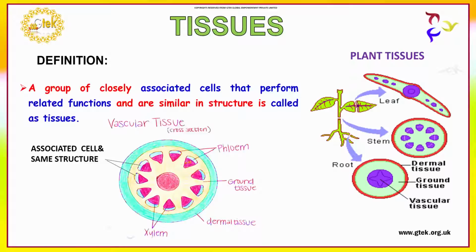Here is the phloem, and this yellow color is depicted as ground tissue. The outer surface is called dermal tissue. The xylem is in pink color, and here you can see the plant tissue. It performs the related function.